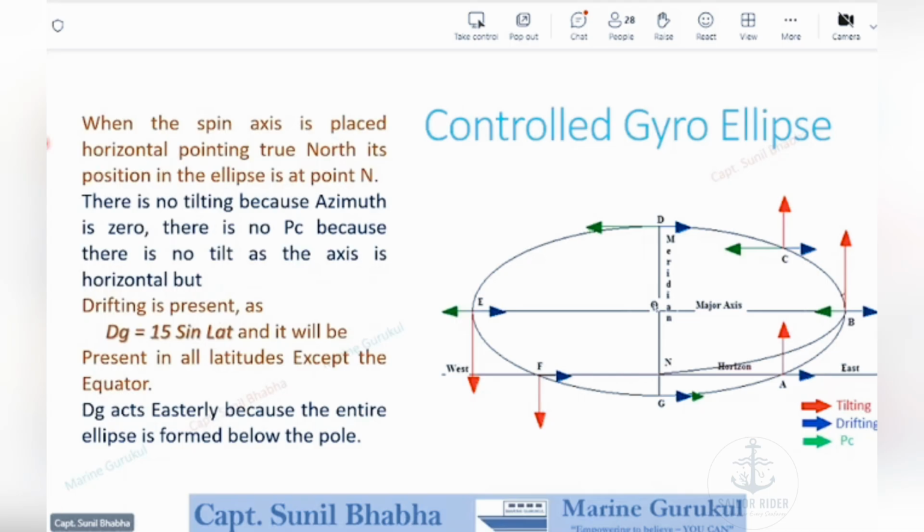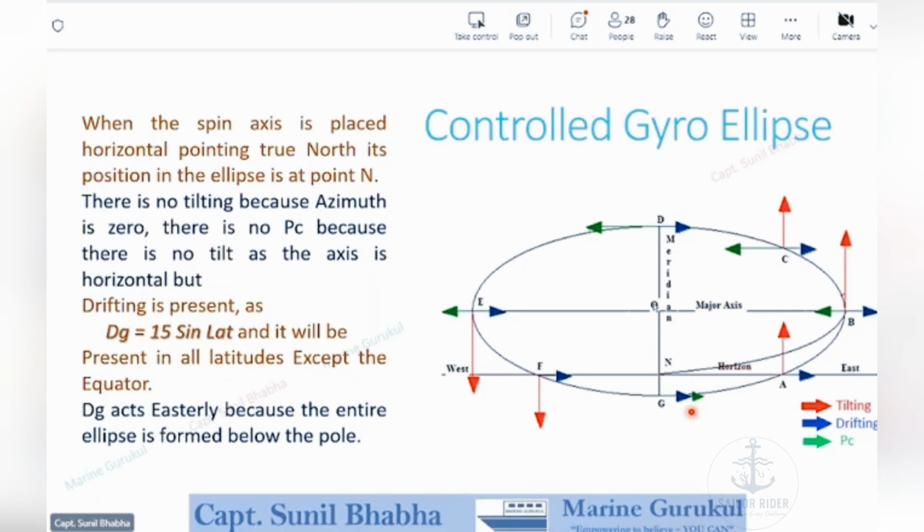So now we have checked the application of all the three forces: the tilting, that is the red vector, drifting, the blue vector, and control precession, the green vector. We have checked these vectors at all the points: Alpha, Bravo, Charlie, Delta, Echo, Foxtrot, Golf. And we have seen that as per their respective formulas, the vectors are applied correctly.